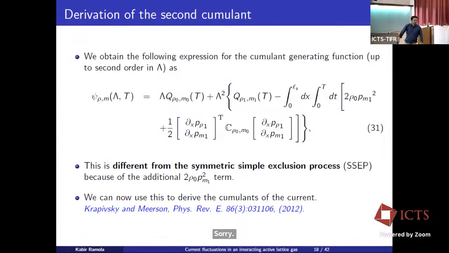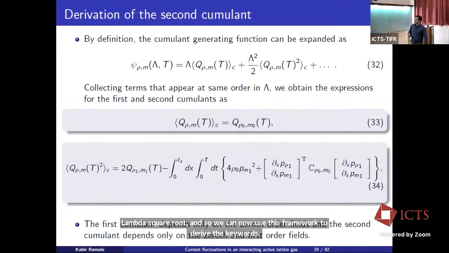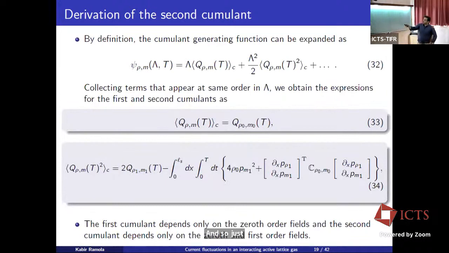This equation I'm showing you here is correct up to lambda squared order. And so we can now use this framework to derive the cumulants. Just to complete the story, once we do the expansion of the cumulant generating function, this is the derivation of the equation I was showing before.